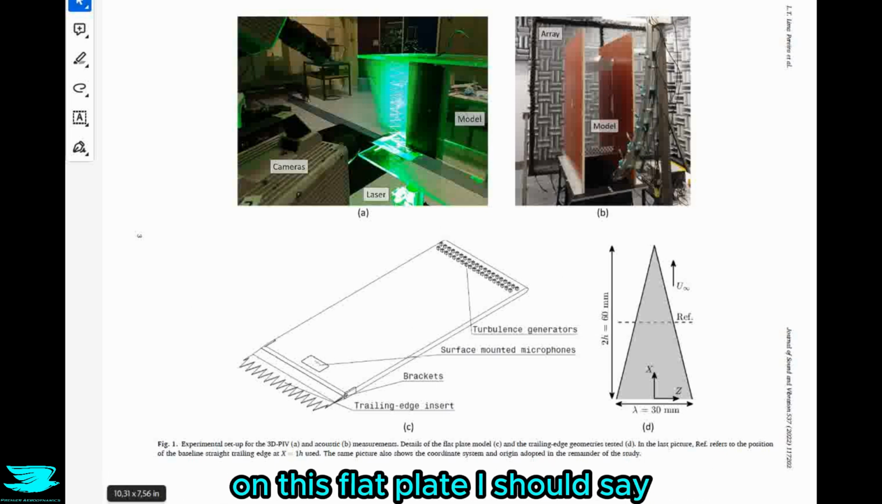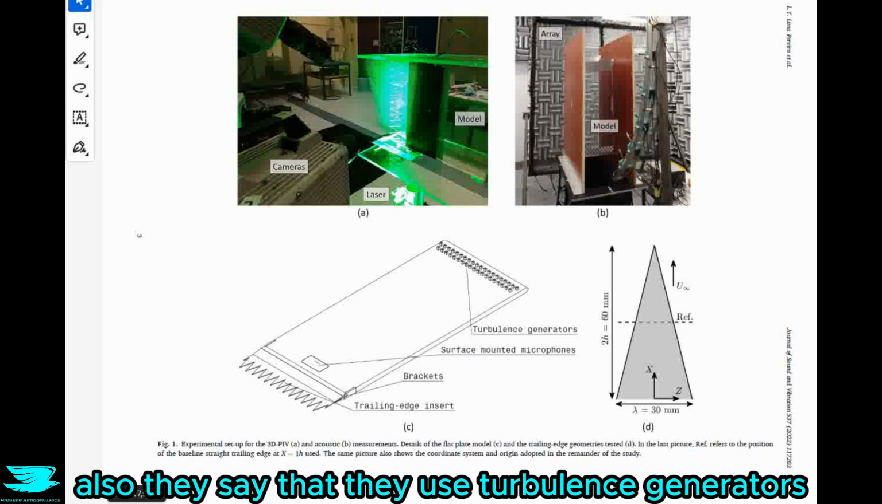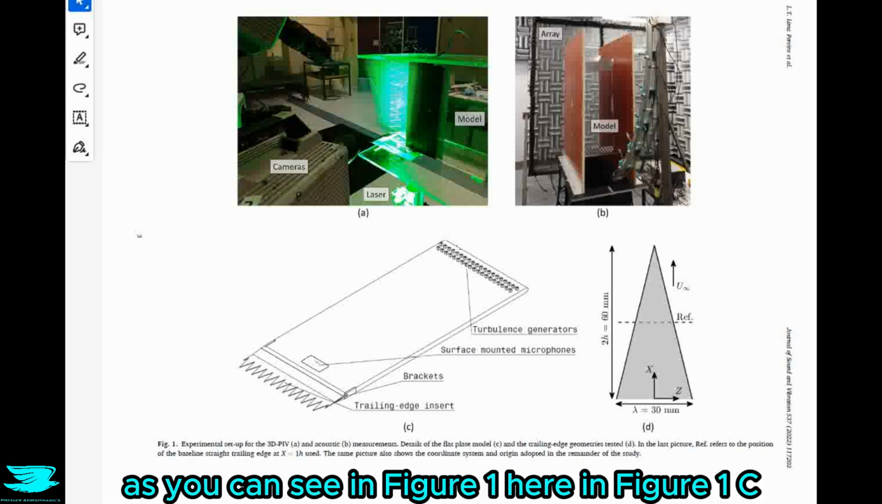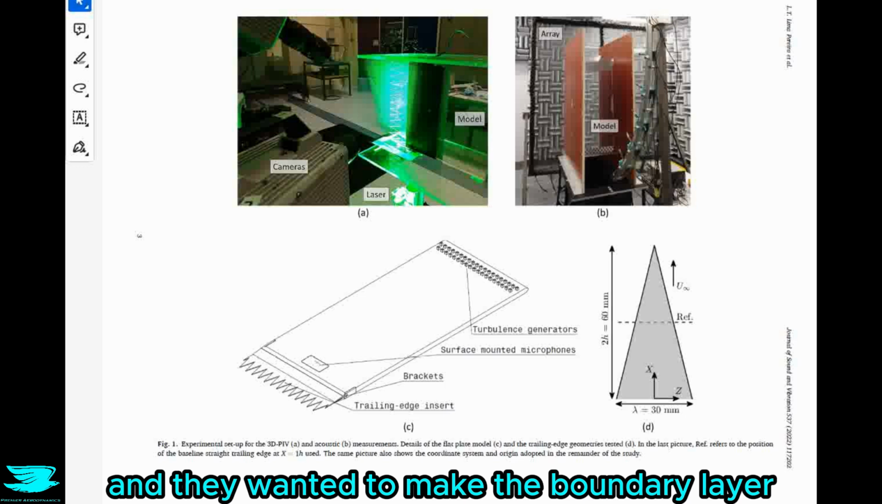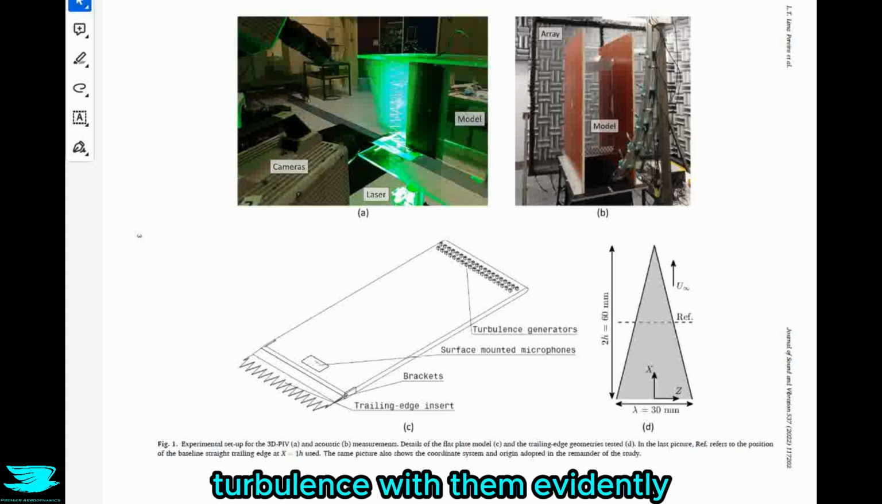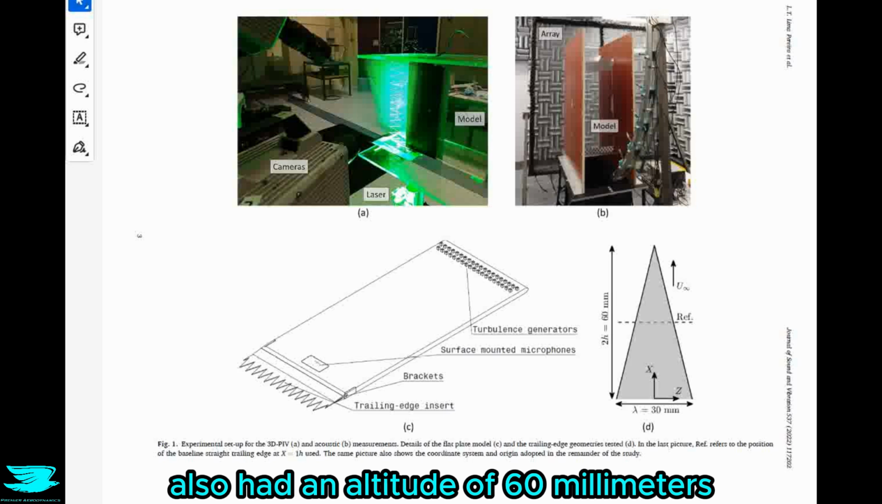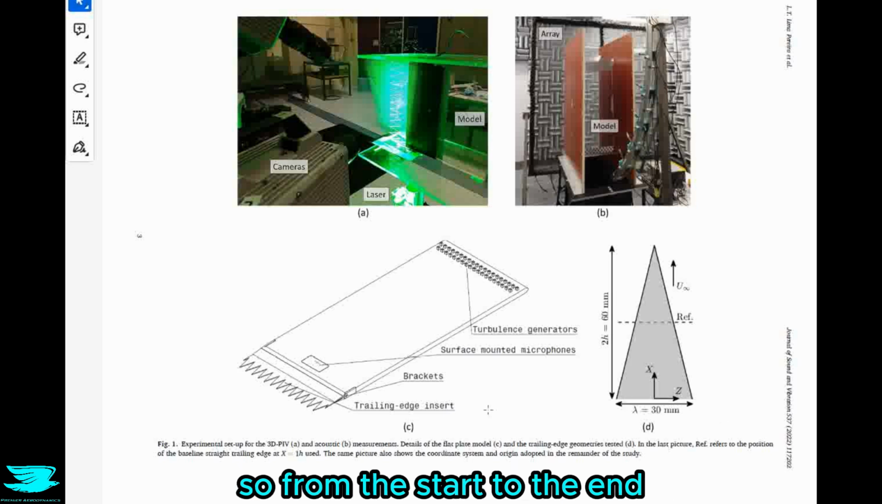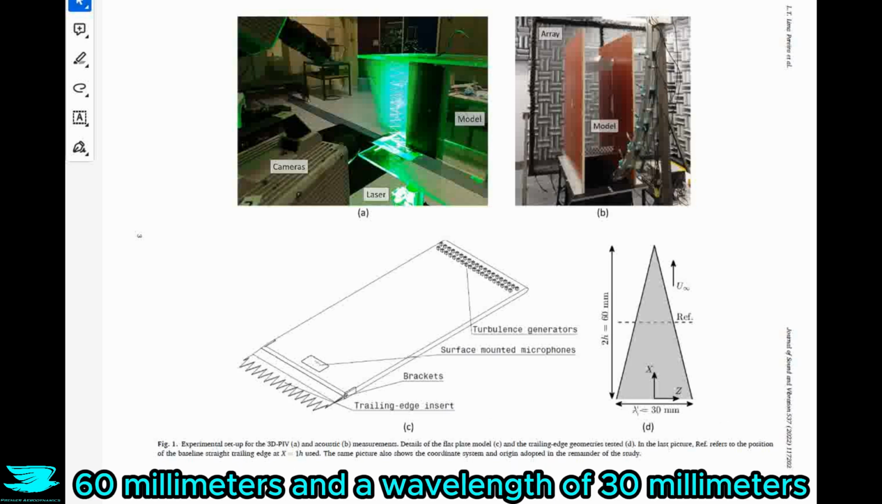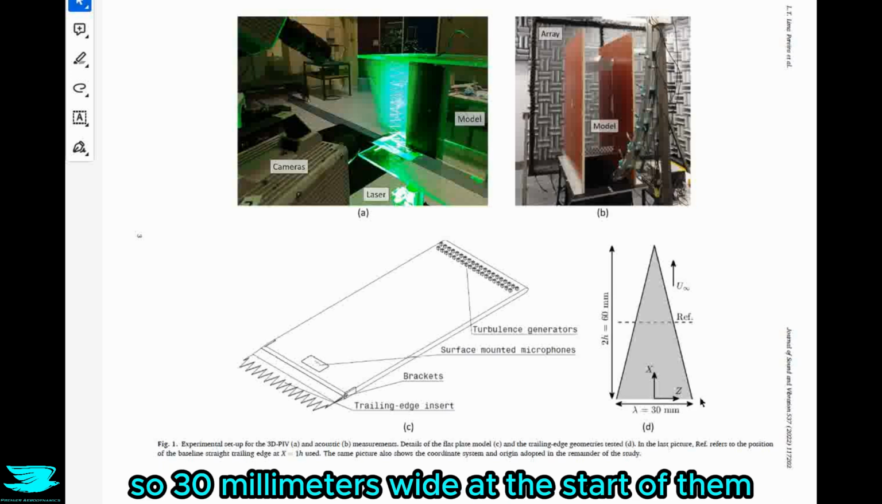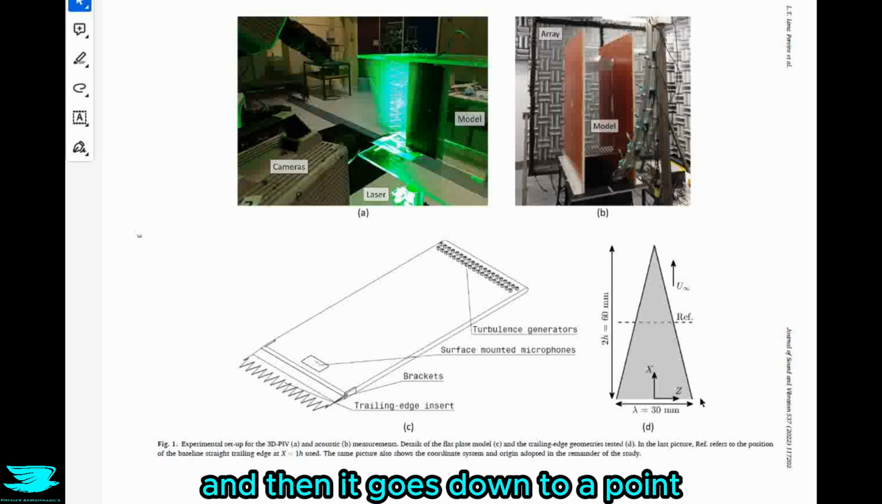There is a general elliptical nose on this splitter plate as well, on this flat plate, I should say. They also say that they use turbulence generators near the leading edge, as we can see in figure 1C, and they wanted to make the boundary layer turbulent with them, evidently. They say that the trailing edge serrations had an amplitude of 60 millimeters, so from the start to the end, 60 millimeters, and a wavelength of 30 millimeters, so 30 millimeters wide at the start of them, and then it goes down into a point.